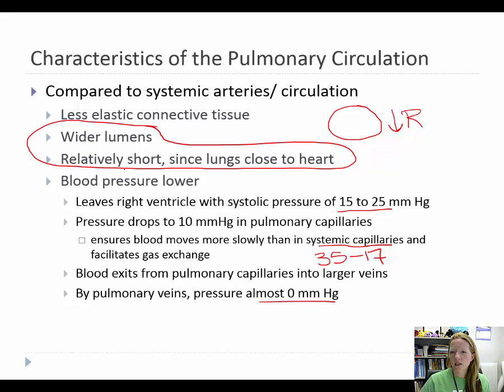Also, the length of the pulmonary vessels is going to be shorter because of the fact that the lungs are closer to the heart. So remember we talked about how length is also going to affect resistance. The shorter the blood vessel, the lower the resistance. And that also is going to help lower blood pressure as well. And again, that's exactly what we want there in the pulmonary circulation.